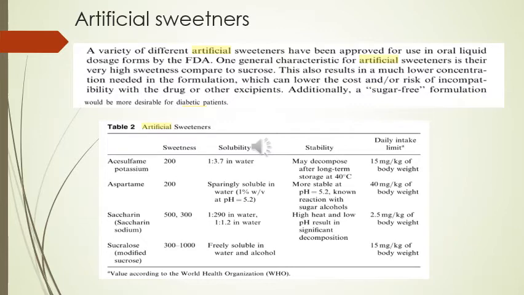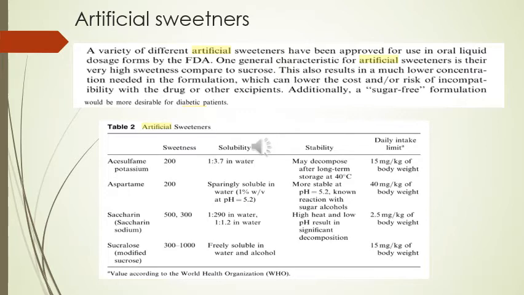Next topic is about the artificial sweeteners. A variety of artificial sweeteners has been approved by FDA for use in oral liquids. These artificial sweeteners have very high sweetness as compared to sucrose, and they are required in very small quantity. But there are some advantages or disadvantages associated with it that we have already discussed in the formulation part of this monophasic liquid dosage form.